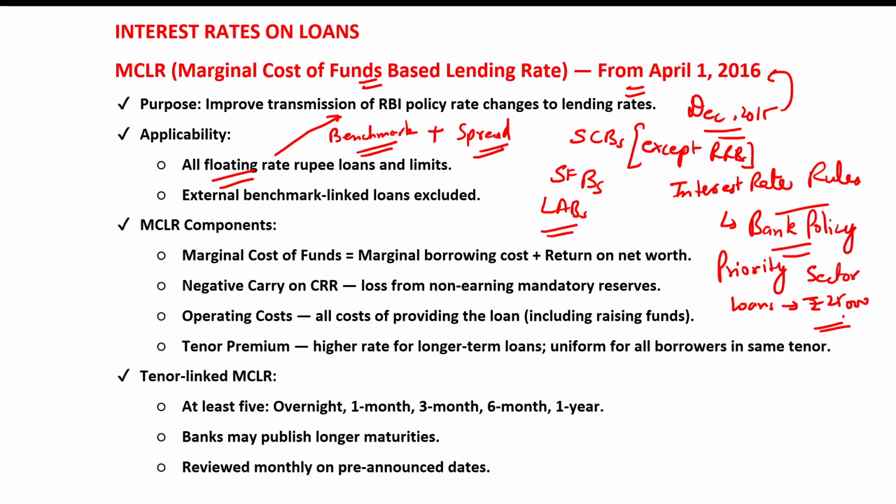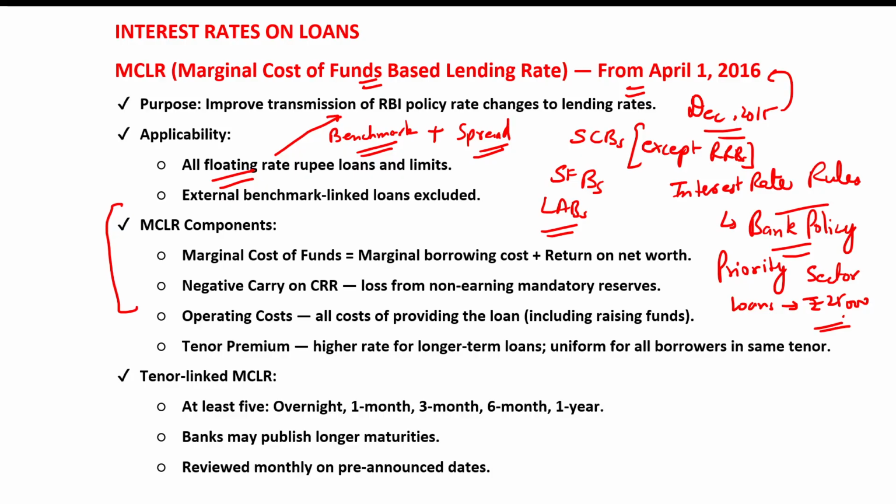Now, let's understand about the components of MCLR. So, there are particularly four components. Marginal cost of fund, it is based on the cost of new borrowings and returns on bank's net worth. Then there is negative carry on CRR. So, basically it is a loss for keeping mandatory cash reserves that does not earn interest. Then operating cost is there, expenses in giving loans, including fundraising cost and tenure premium, extra charges for longer term loans, same for all borrowers with same tenure.